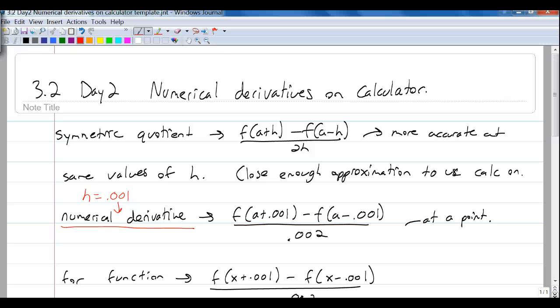Okay, this is the second day of 3.2, or day 5 on your homework guide. We're going to be talking about how the calculator calculates derivatives and also graphing with the calculator.